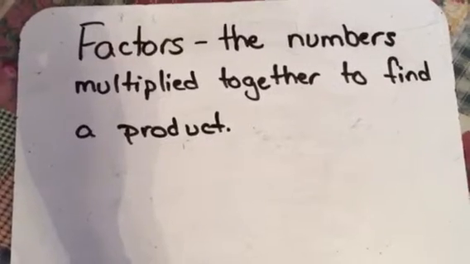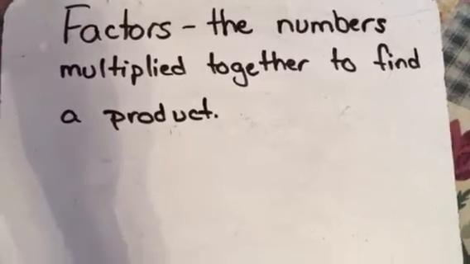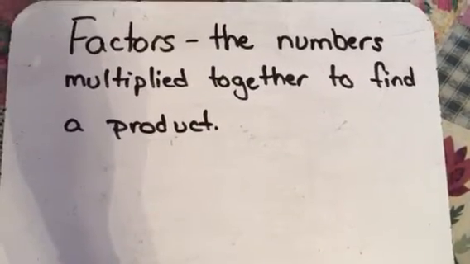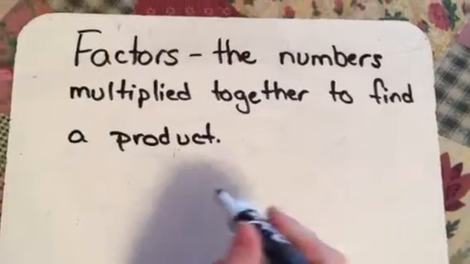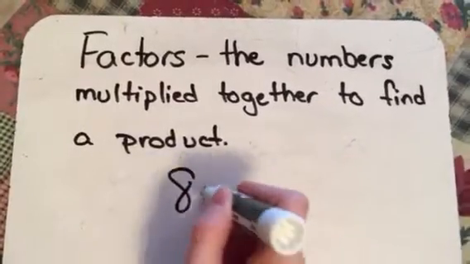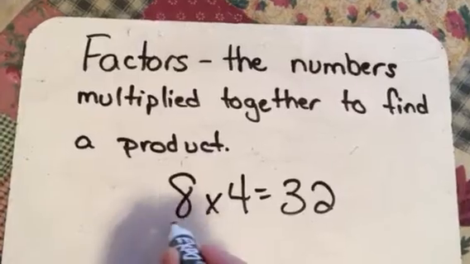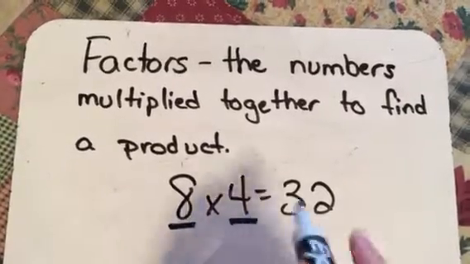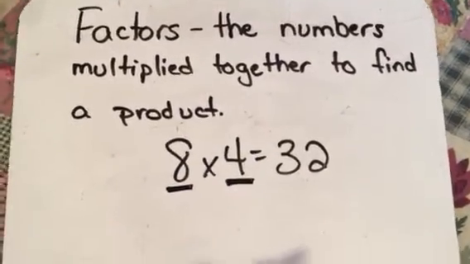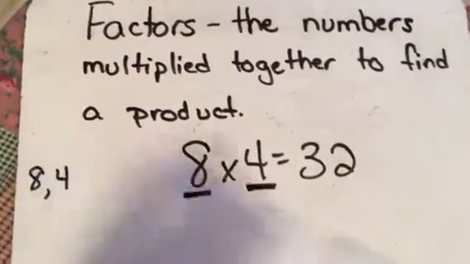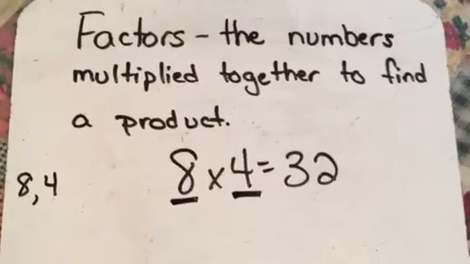Today we're going to be talking about finding factors of numbers, and we know that factors are the numbers multiplied together to find a product. So if we were looking at the multiplication fact of 8 times 4 equals 32, the factors here are 8 and 4. So those are two factors of the number 32. I'm going to jot them down over here in the corner so I don't forget which ones we've done.